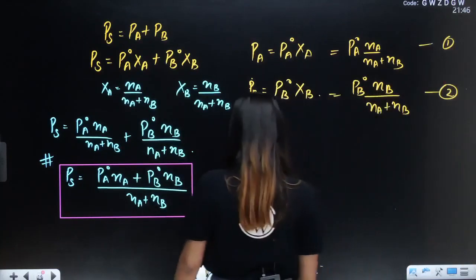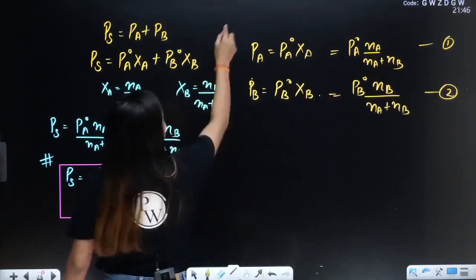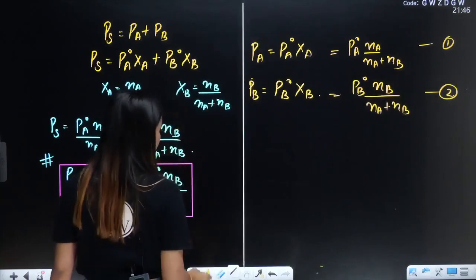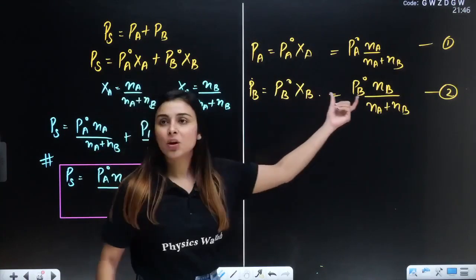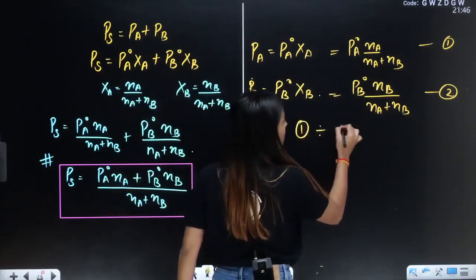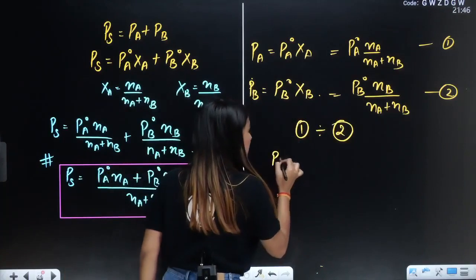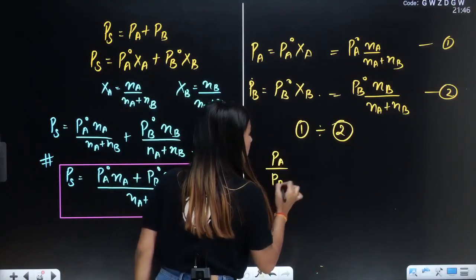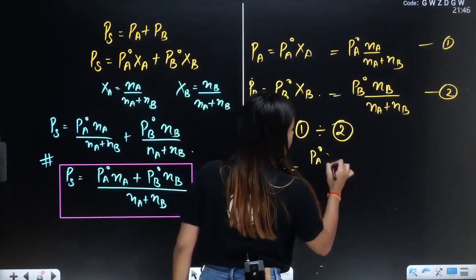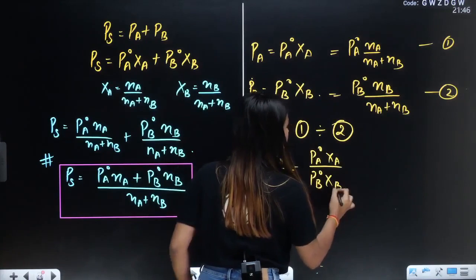What you are supposed to do, let me just draw a line and separate these two. Okay. Now, you know this. What are you going to do? Divide 1 by 2. If I divide 1 by 2, what can I say? I can say that PA by PB is equal to PA naught mole fraction of A upon PB naught mole fraction of B. Right?